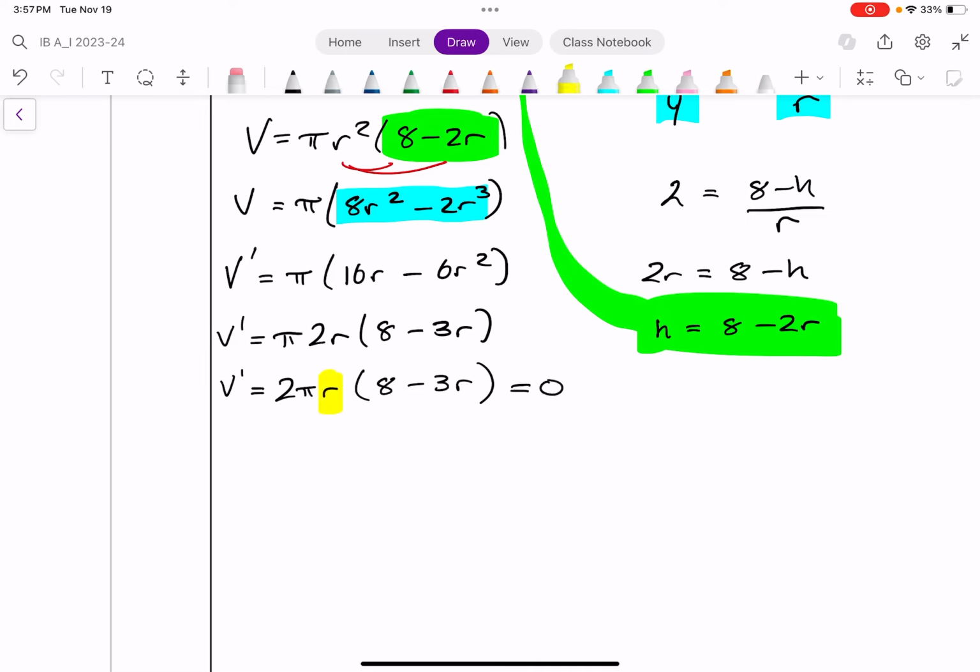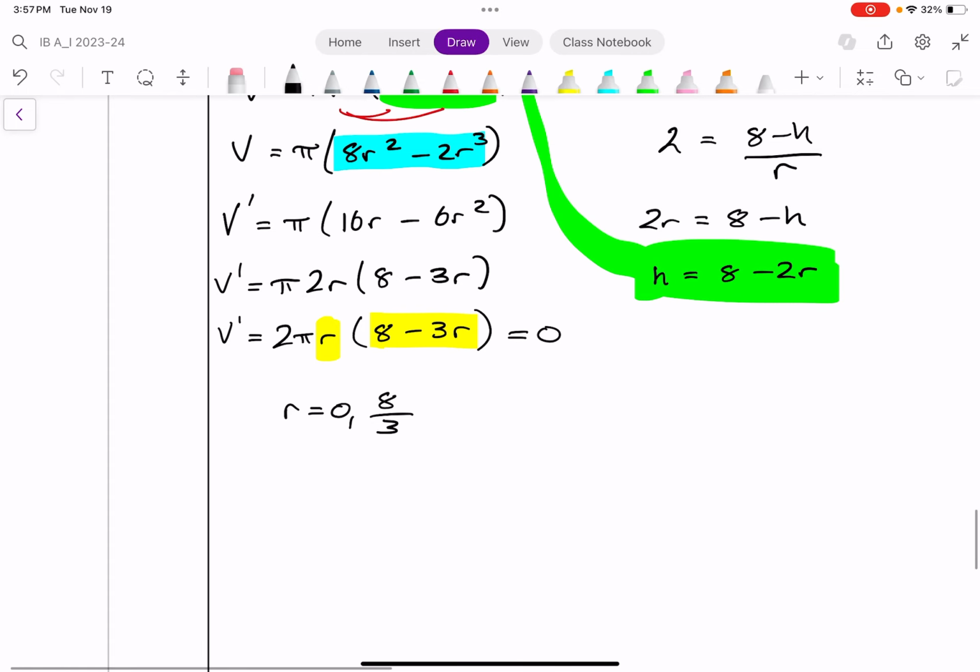One of my solutions is 0. One of my solutions is 8/3. So I can see r equals 0 and 8/3 from looking at my factors here. With that done, I have 2 points to look at. Well, one of them I don't need to think about.